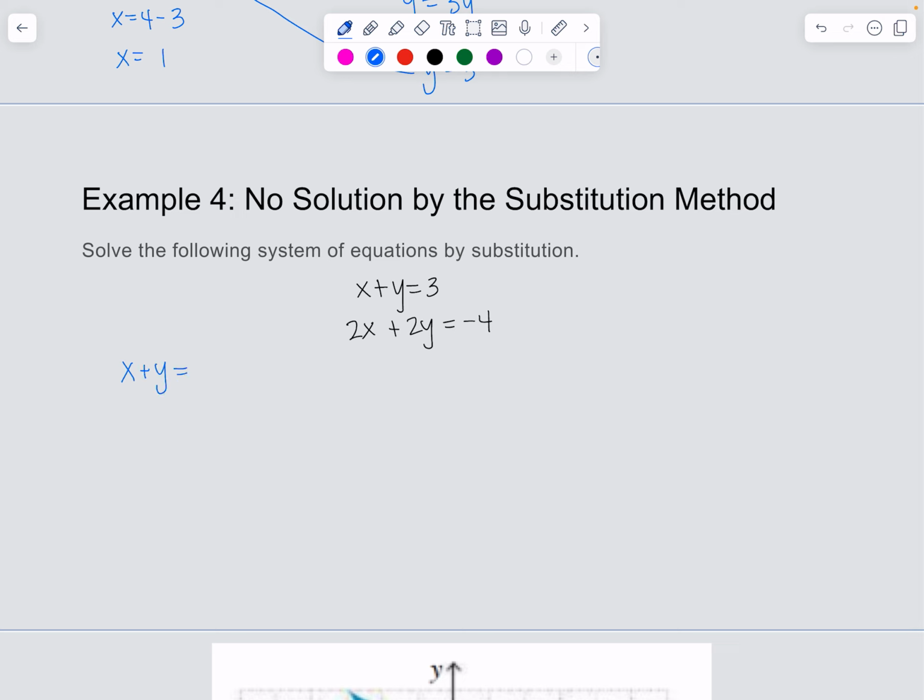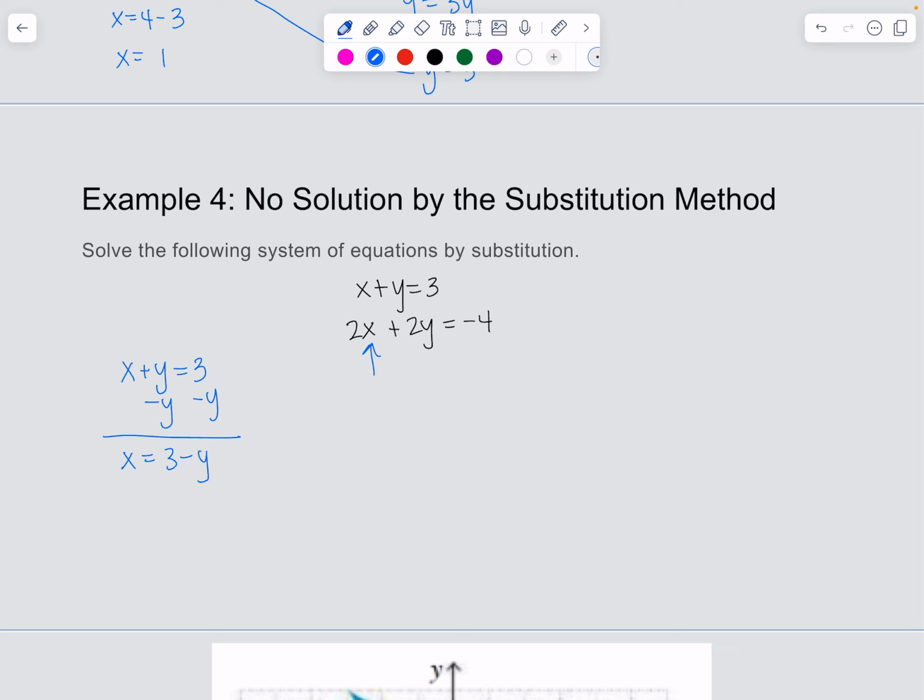x plus y equals 3. I will move the y over. You don't always have to solve for x. I'm just picking one at random. Usually you want to solve for the easiest one. x equals 3 minus y.